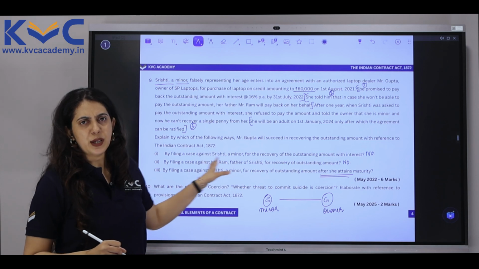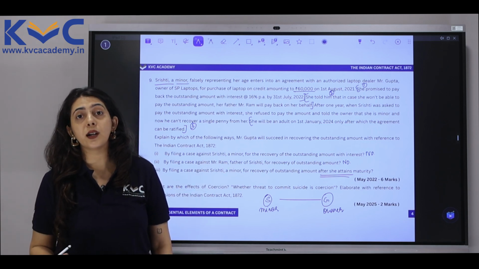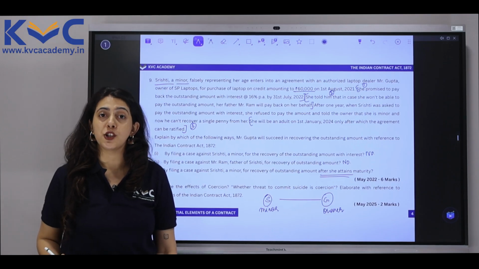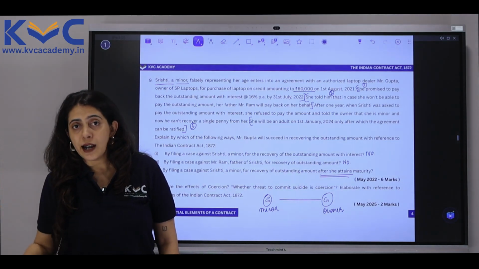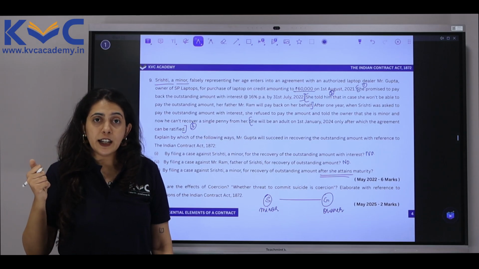Just in the question before we had discussed this, that we know that a contract with a minor is void ab initio, it cannot be ratified. So even after Shrishti becomes a major, can Mr. Gupta file a case on Shrishti?